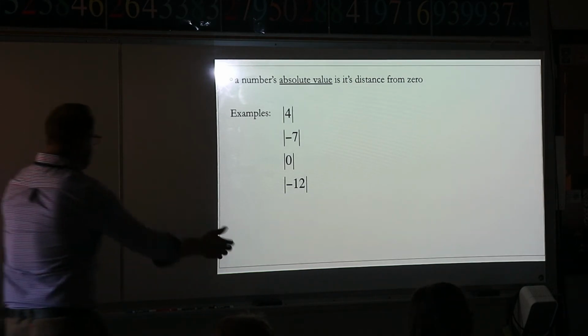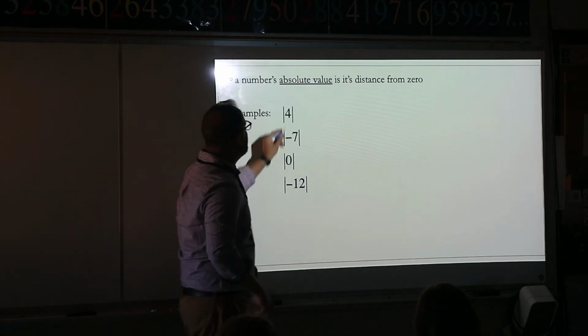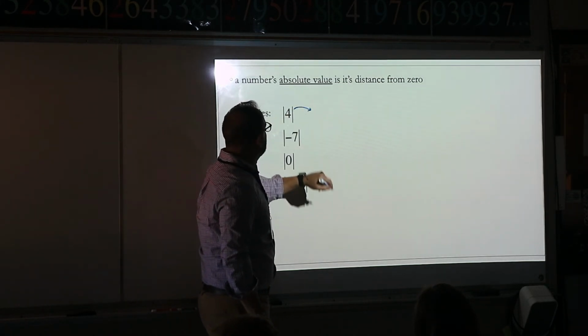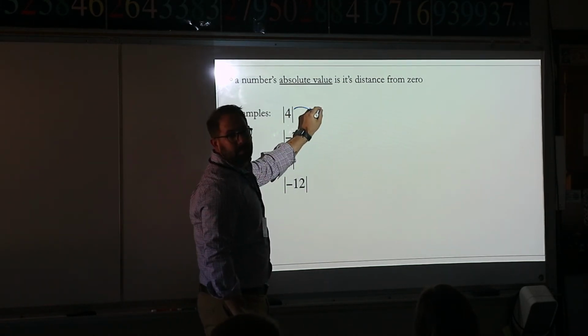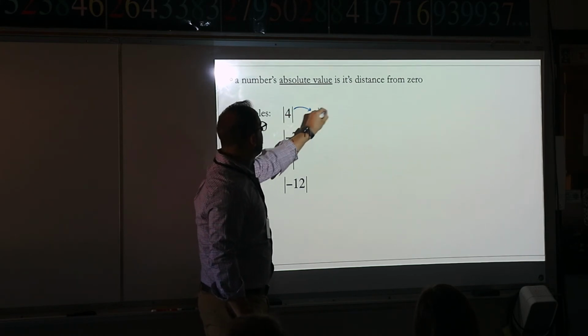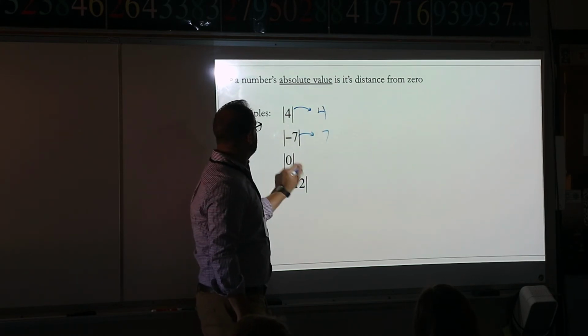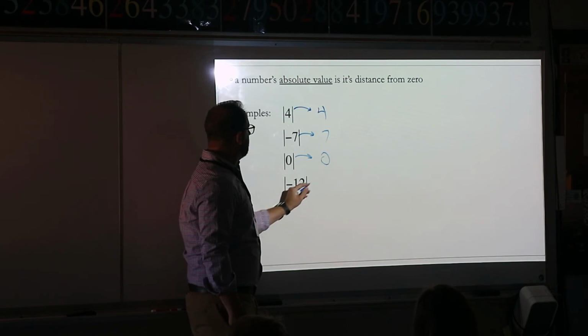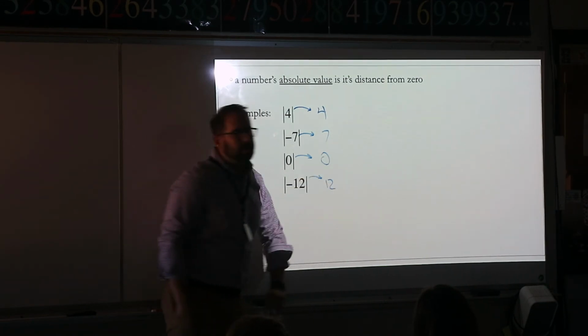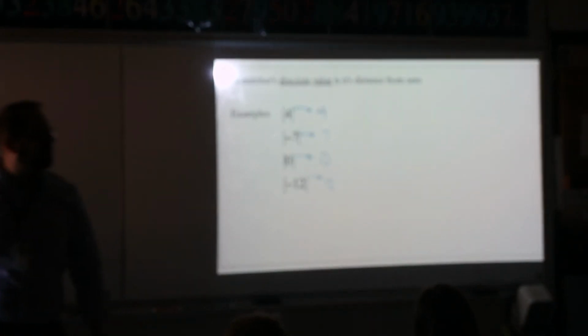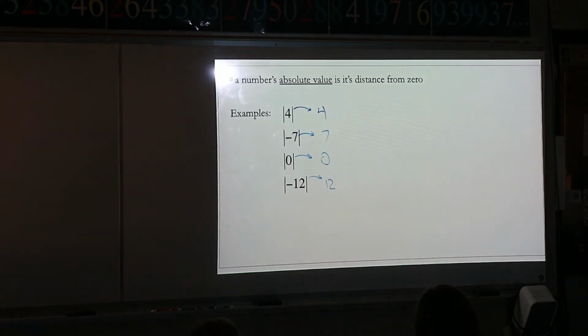So, if I tell you that these are always positive, what's the answer for this top one? 4, 7, 0, and 12. It's always a positive number. That's exactly how a smartwatch keeps track of your pedometer and how many steps you've taken, or how many miles you walked. It doesn't matter if you walk forward or backwards, it's still counting steps, because it's an absolute value, your distance from 0.